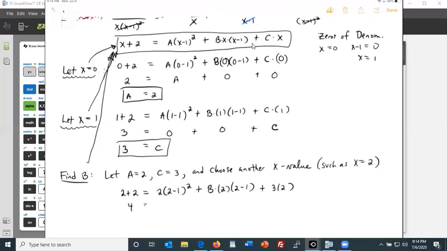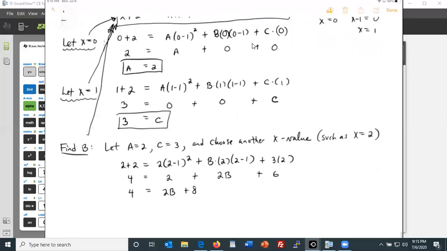So then I get 4 equals, let's see here, 2 times 1 squared is 2, plus b times 2 times 1 is 2b, plus 6. So I get 4 equals 2b plus 8. I get 2b equals negative 4 from subtracting 8. And then dividing by 2, I get b equals negative 2. There it is.